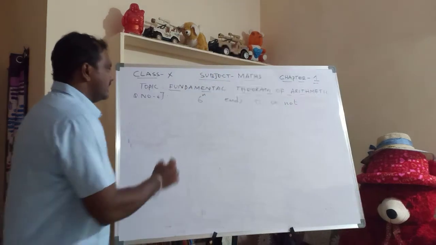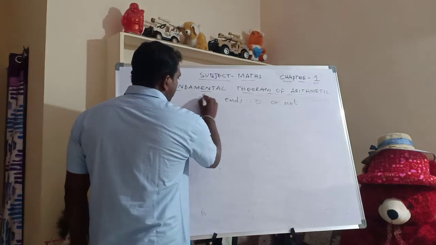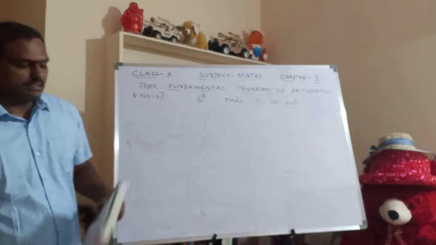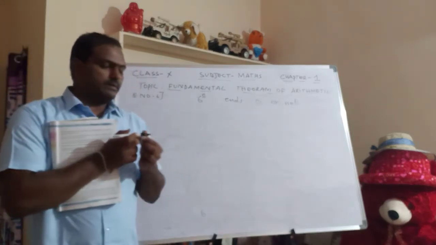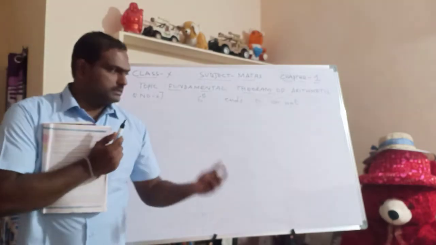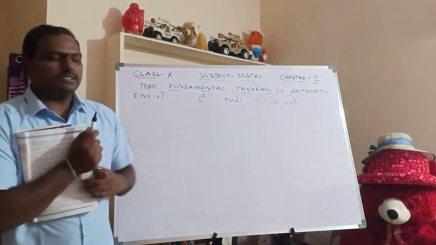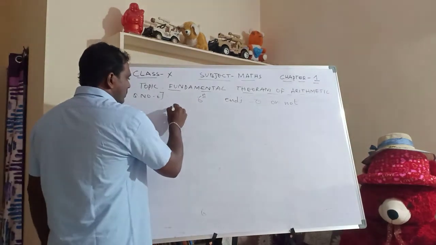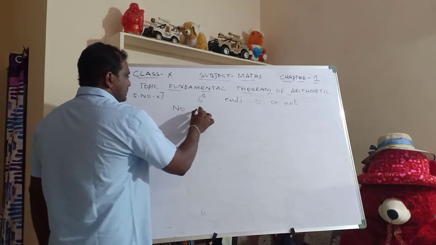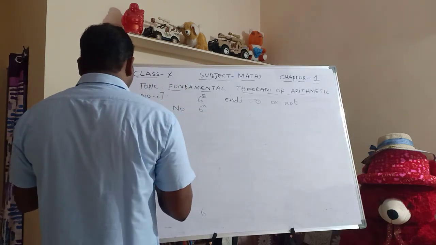For any natural number, that is, 6 power n ends with 0 for any number? n is a natural number. So previously what we have done, 6 power any number you will get 6 only. Here 0 or not means what is our answer? No. 6 power n with n any natural number.